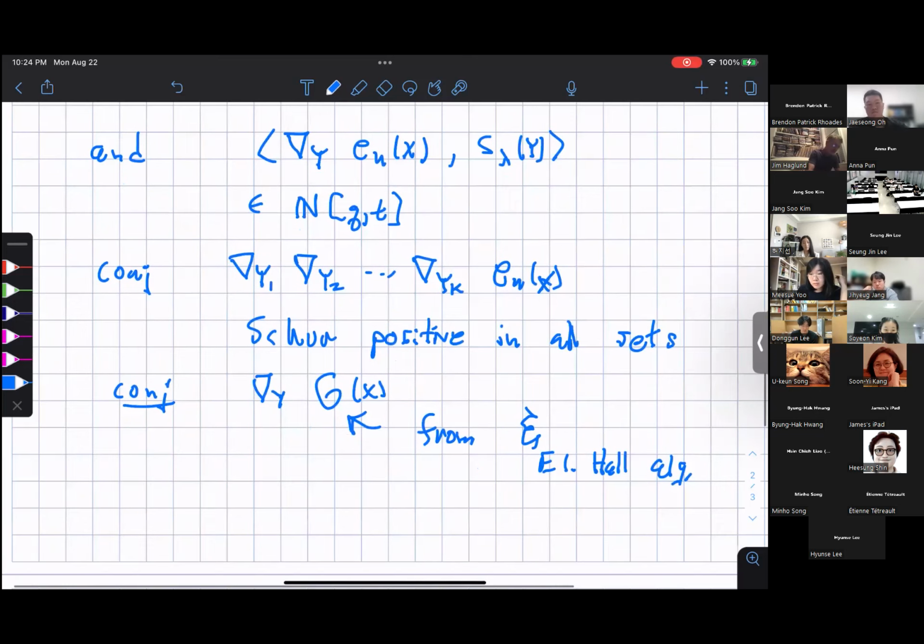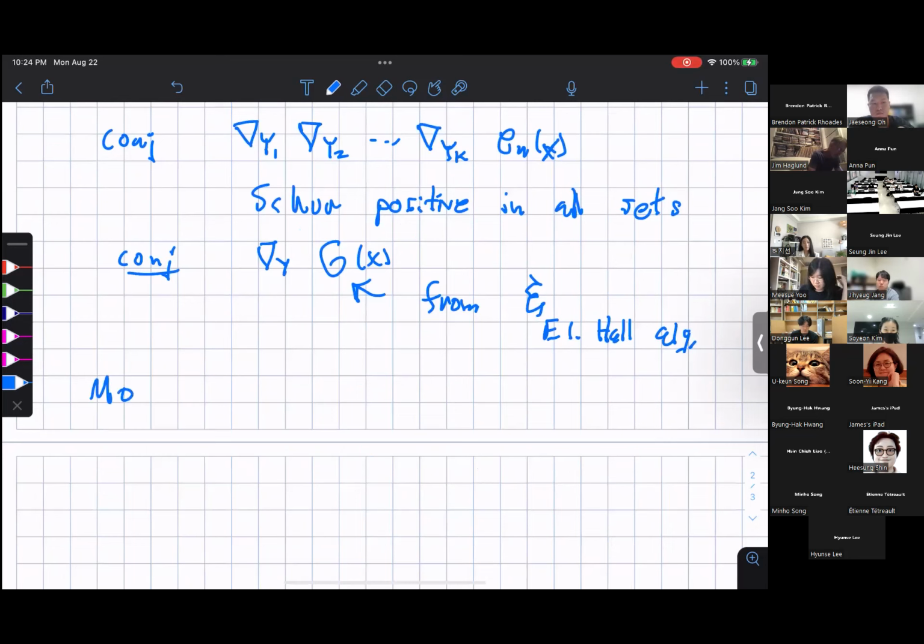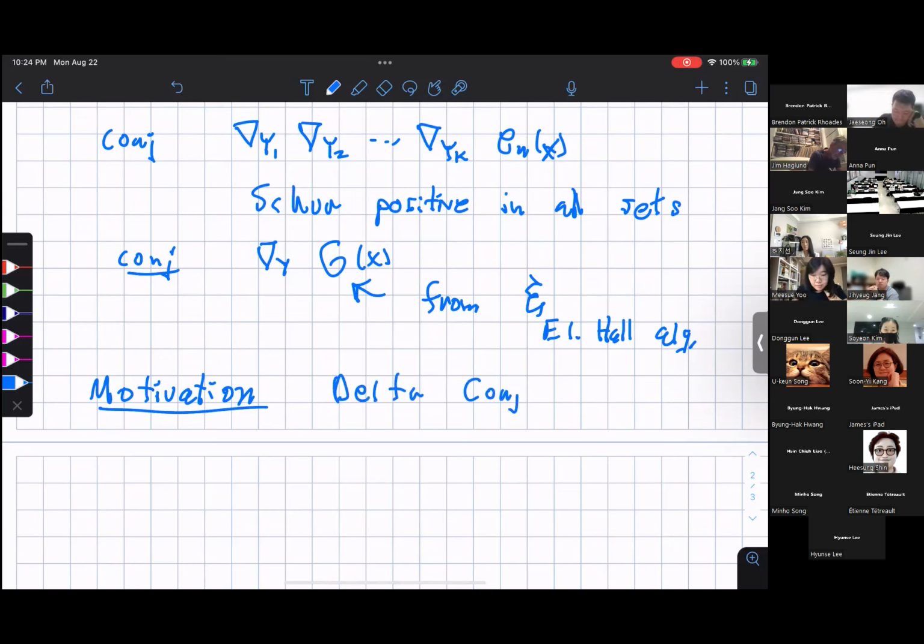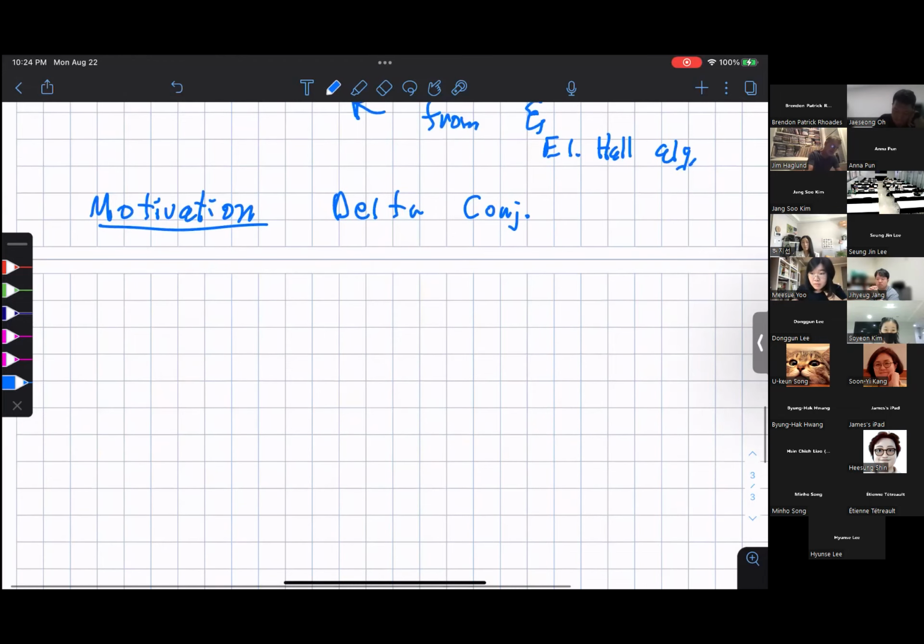So what is the motivation for looking at this to begin with? We saw that it does generalize Nabla, but it does a little bit more than that. It generalizes the delta prime operators, which arise in the delta conjecture. So I'm now going to talk about the delta conjecture, most of which is now a theorem, but not all.